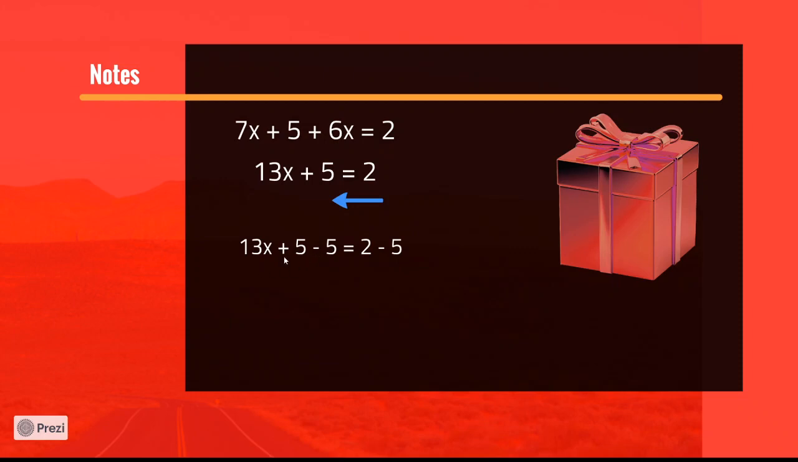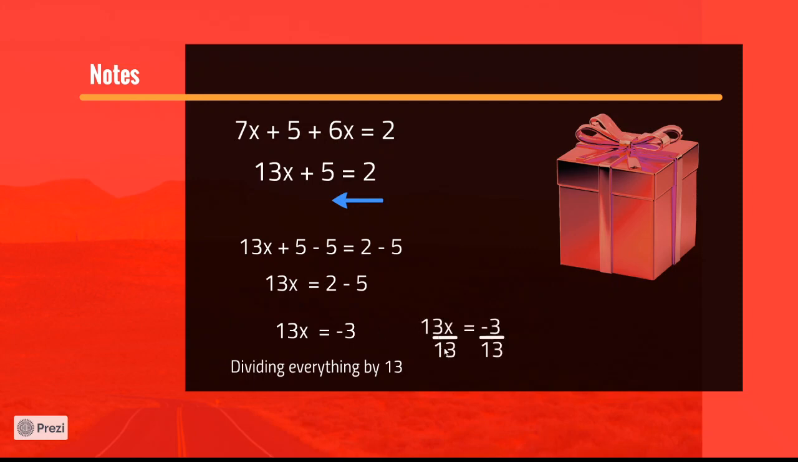So 13x plus 5 minus 5 is equal to 2 minus 5. So 13x is equal to minus 3. And now I divide everything by 13. So 13x by 13 is equal to minus 3 by 13. So x is equal to minus 3 by 13. So you see that I can use any method and I can reach the value of x. Only thing is you should always use the right method.